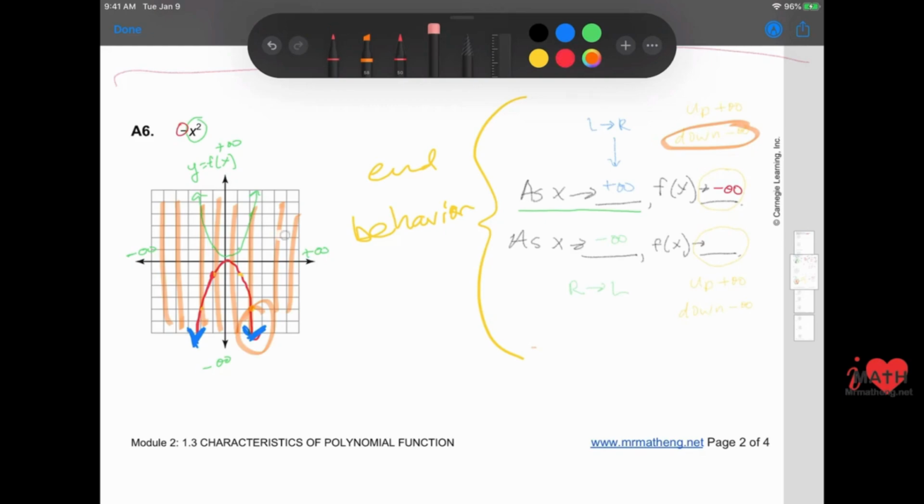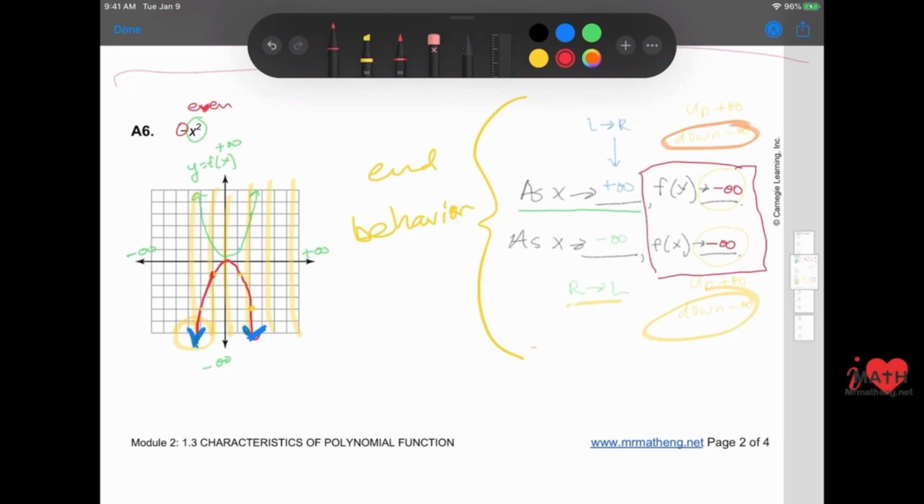As x approaches negative infinity, we're now going to go from right to left. What happens on that graph? Well, it's also going down. So we're just going to write negative infinity. And a quick observation is that with even degrees, you will have the same behavior on both ends. They're both negative infinity, negative infinity. Okay?